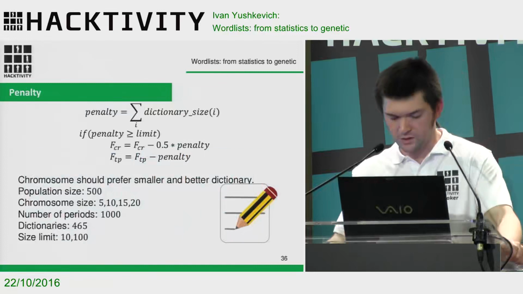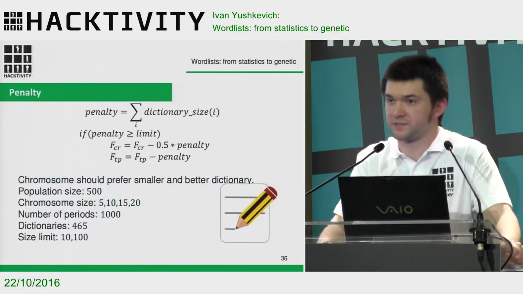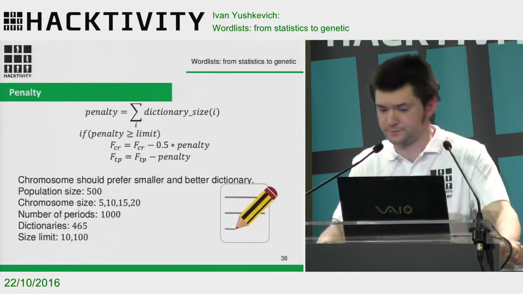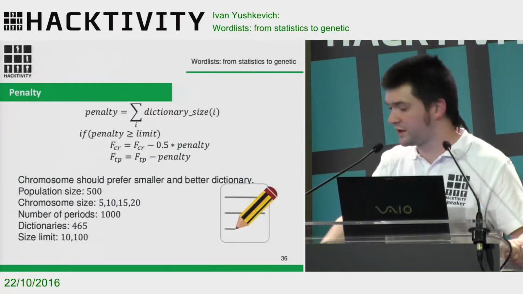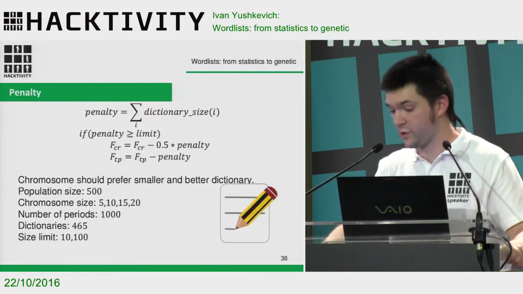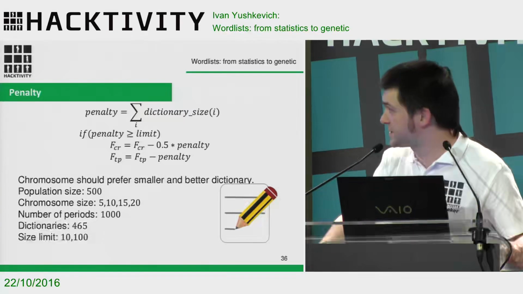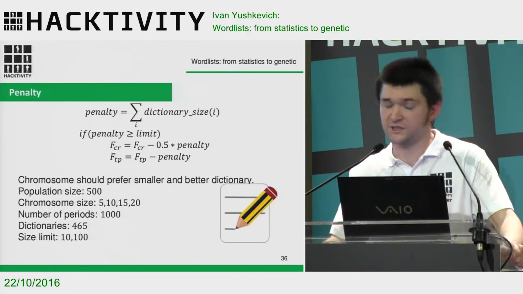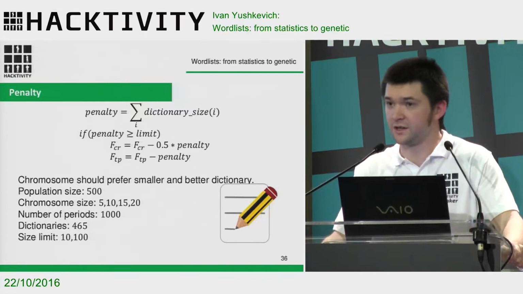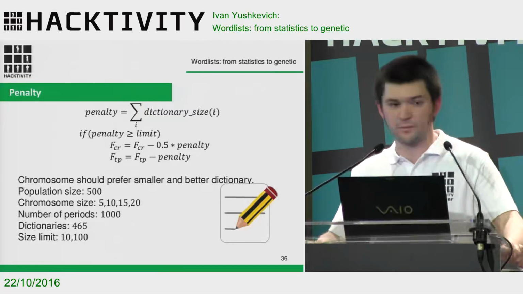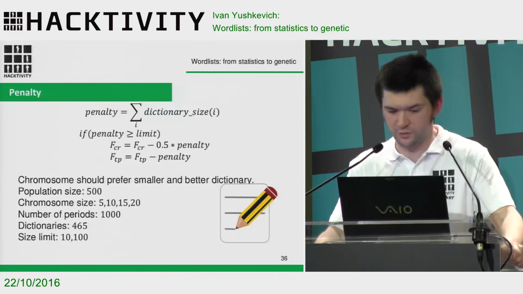And penalty. Because I want to get a dictionary as small as possible, there were some penalties based on the size of the dictionary. So there was some border value, for example 10 megabytes. After that, if the chromosome size is more than this value, the penalty is calculated and subtracted from both fitness values. So the main idea is to make the population bring me an individual that is as small as possible to solve my problem.